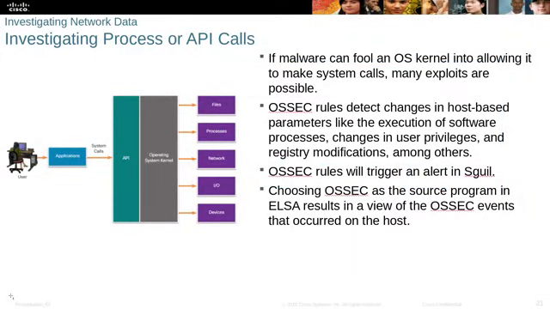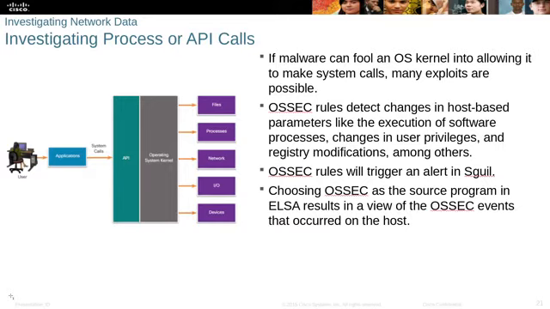Moving on to investigating process or API calls. Application programs interact with an operating system through what are known as system calls to the operating system's application programming interface, or API. These system calls allow access to many aspects of the operating system's operation, such as software process control, file management, device management, information management and communication.